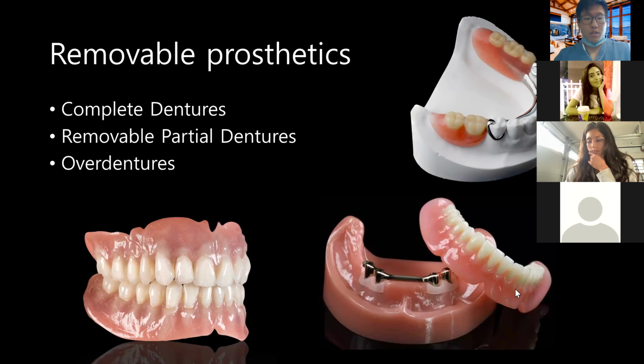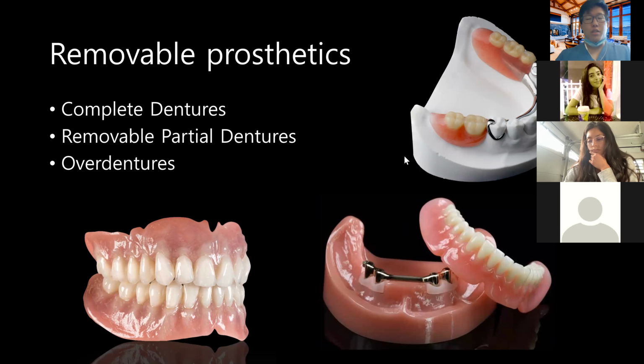So complete dentures are these on the bottom left. It's a big piece of acrylic containing the teeth and the gum. They're all made of acrylic, and it will be replacing the whole mouth, whole teeth. Okay, so it's for people who have no teeth. That's why it's called complete dentures.